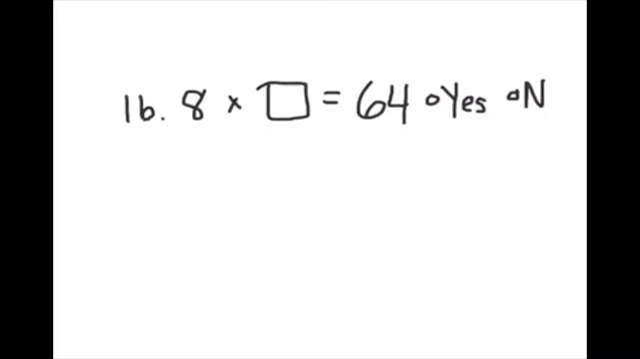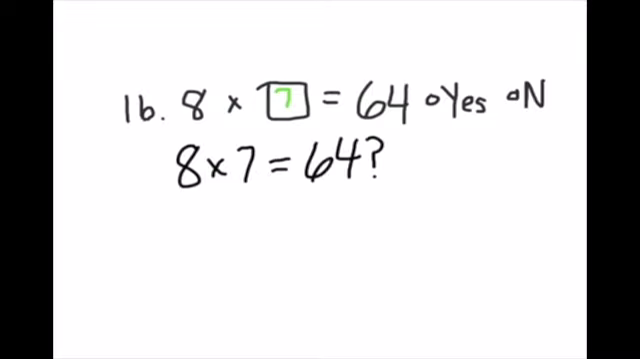For 1B, we need to see if 8 times blank equals 64, with the blank being 7. 8 times 7, does that equal 64? That's going to be my question to myself. And we need to prove if it does or if it doesn't. So, again, I can use a strategy. This time I'm going to make an array, and I'm going to put 8 across. That's 6, 7, 8. And then I'm going to have 7 going down. So I have 3, 4, 5, 6, 7.